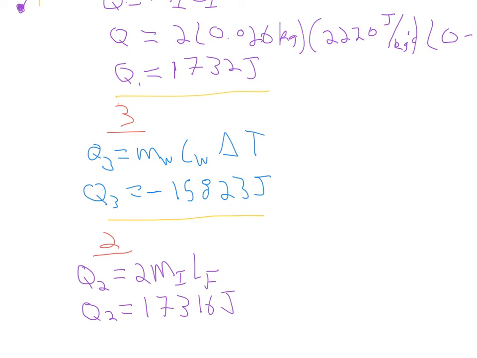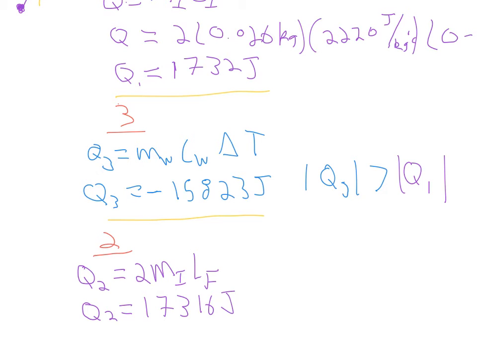Okay, so what we can see here is if we look at our different values, what we observe is that our magnitude of Q3 is larger than Q1. So that means ice is going to melt. That's what that tells us. Okay? So by the time the ice gets to 0 degrees Celsius, before any has melted, the water has cooled down, but definitely has leftover energy.